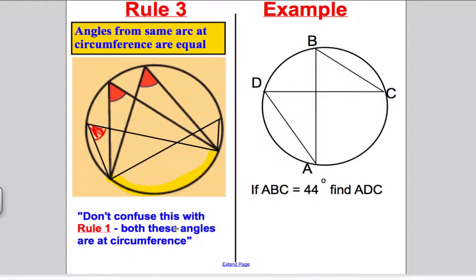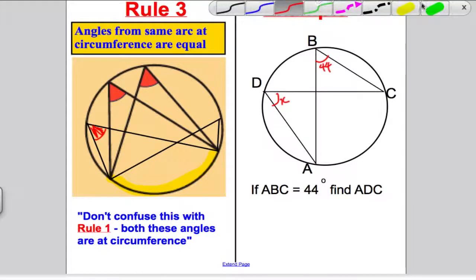Now don't confuse this with rule 1. All the angles that I'm talking about here are at the circumference. Okay? In rule 1 we said angle at centre, double angle at edge. Here, angles at the edge are all the same, as long as they're from the same arc. Okay, quick example. If ABC is 44, A to B to C, this one's 44. They're asking what ADC is. Always label it, ADC, call that one X. What's that one? Well, let's define our arc. Our arc could be here or here.